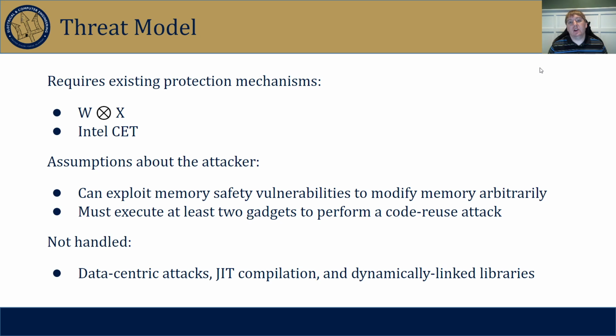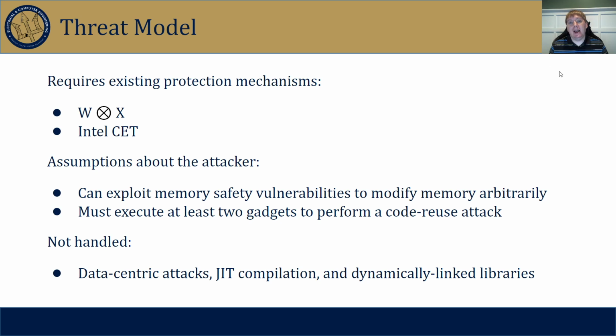So finally, let's look at Hurdle's threat model. We require some of these existing protection mechanisms. Namely, we require write XOR execute protection to ensure that the attacker can't simply insert and run new code on the system to get around our protection. And we also require that Intel CET has been enabled on the system. So we assume that we have this hardware shadow stack, and we assume that we have end branch instructions that indirect jumps and calls must target.